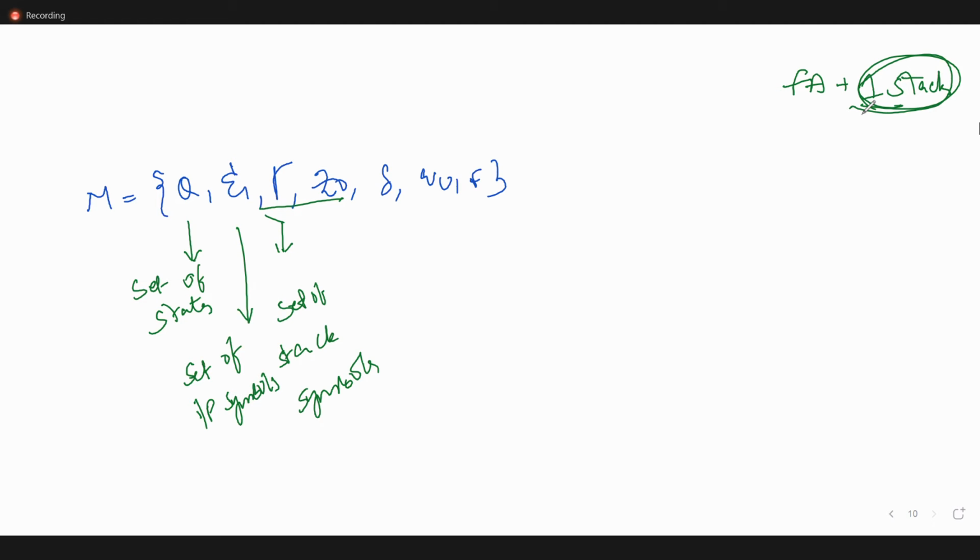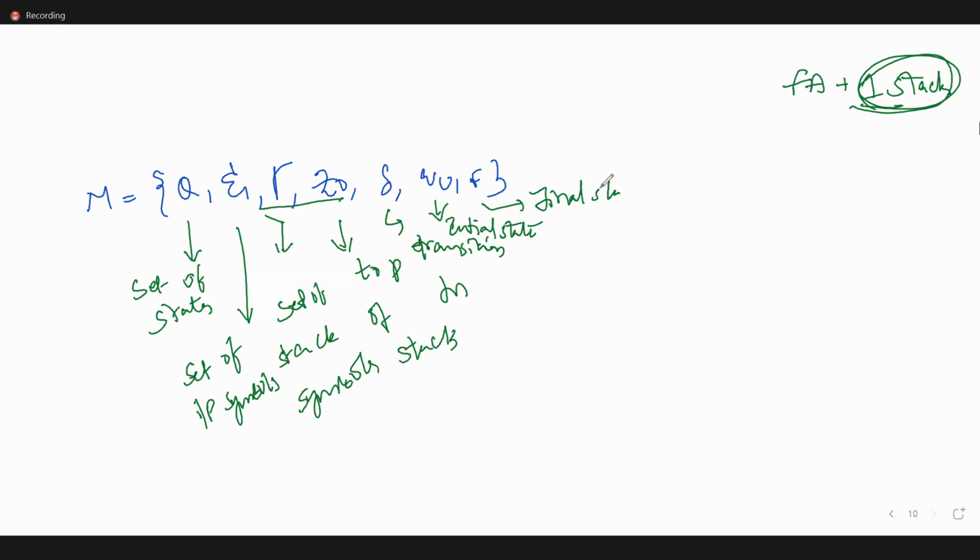Yes, ma'am. Next, z naught represents the top of the stack. Who is lying on the top side? Top of the stack. Delta is nothing but the transition function. Q naught is the initial state. F is the final state. I think I'm clear with this, right?